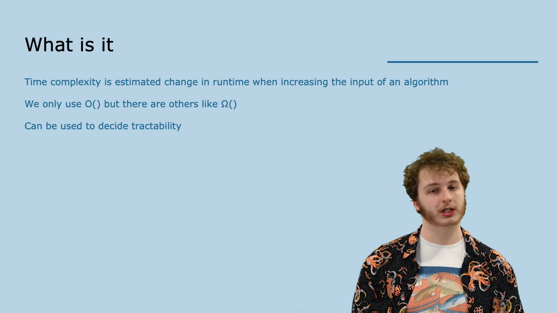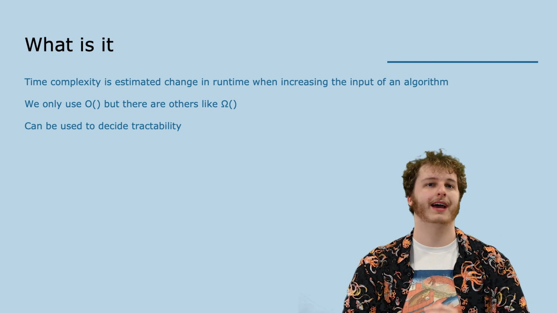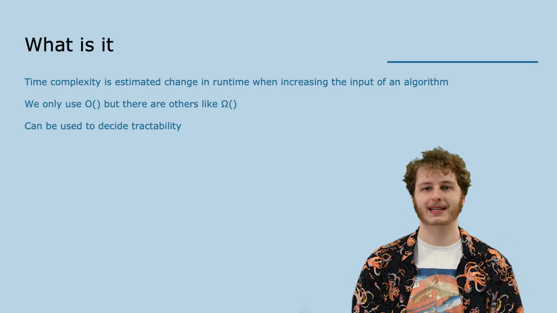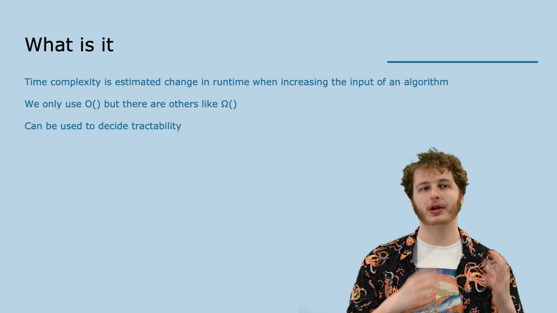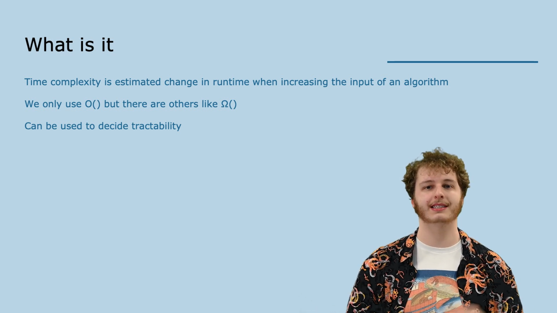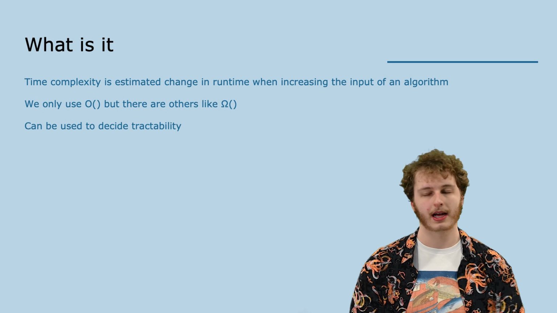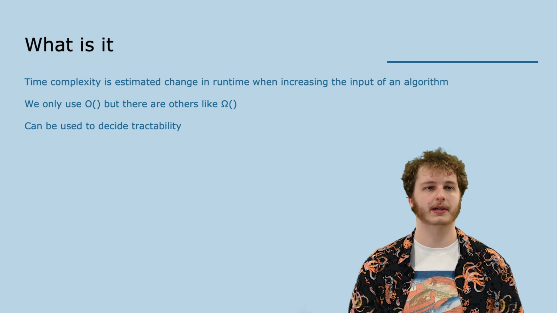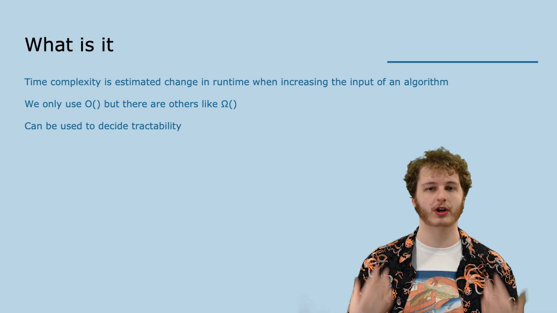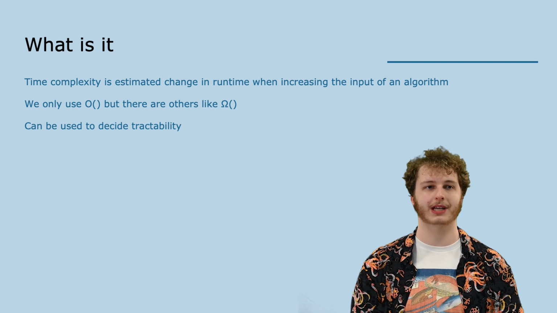Now, there are other things you might run into, like we have omega here, and that just means medium case. We use O because as worst case, it is the most relevant to tractability. I'll cover more tractability in a sec, but just know we're going to use O. It refers to worst case, and N is the input size of the algorithm.